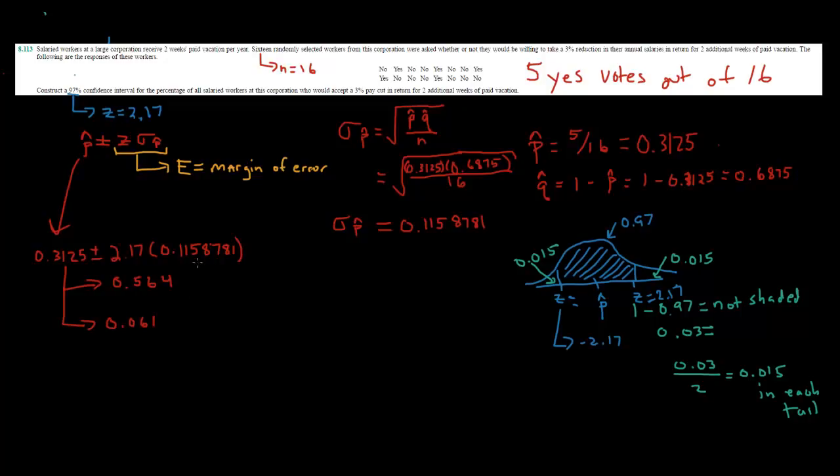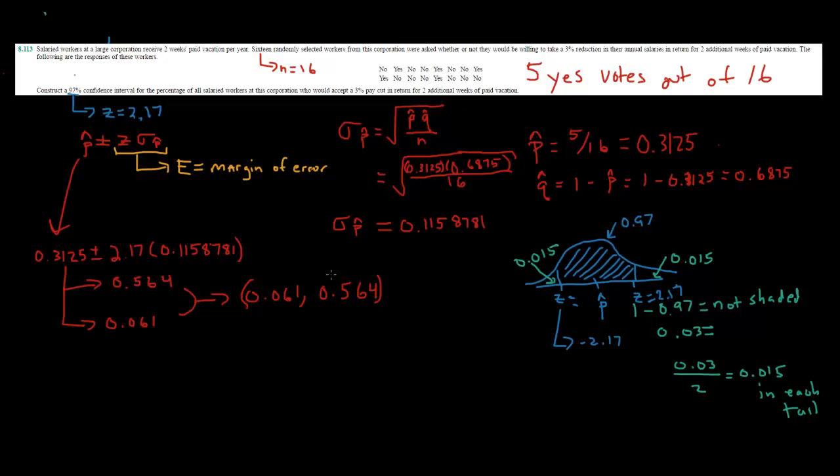If I want to write that in interval notation, so I want to condense this to one solution, or to one expression, I guess you could say. We have 0.061, comma, 0.564. Okay, so there is my confidence interval around my estimate of a population proportion.